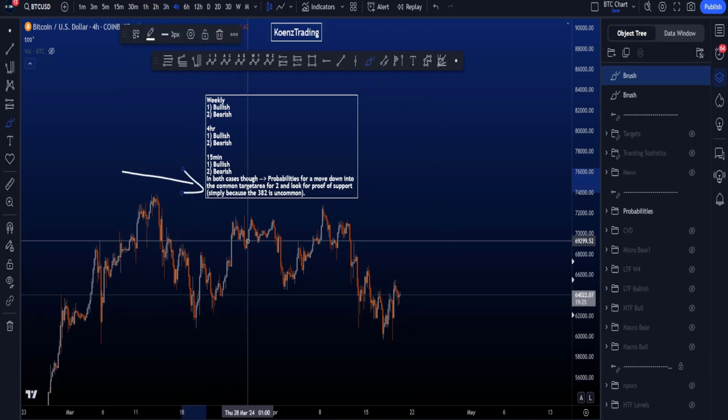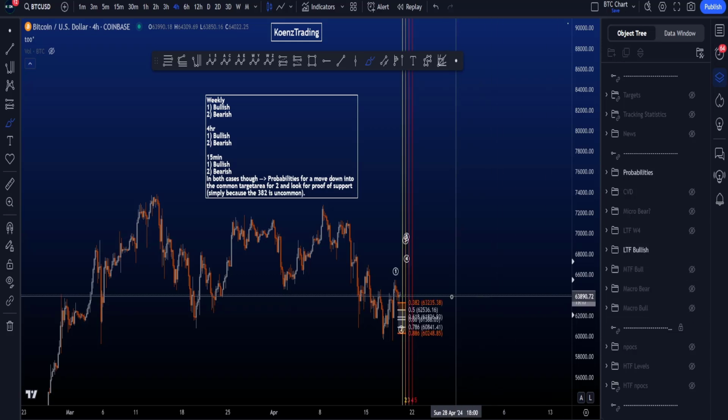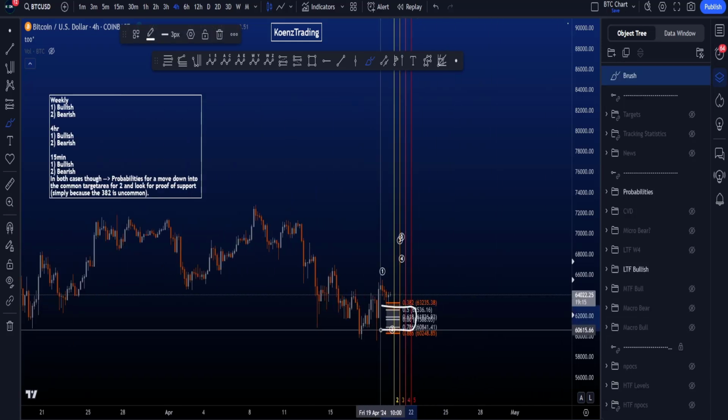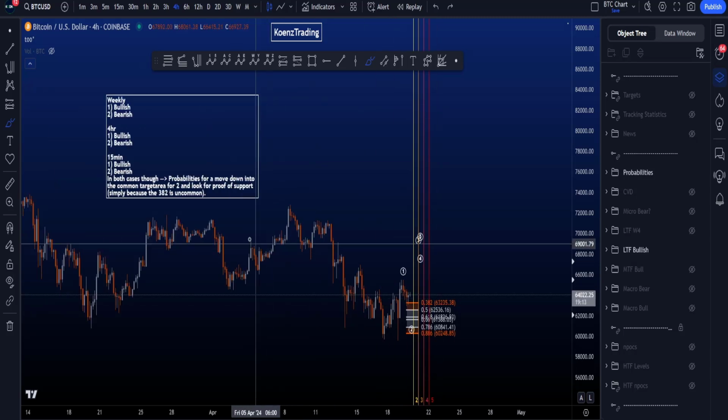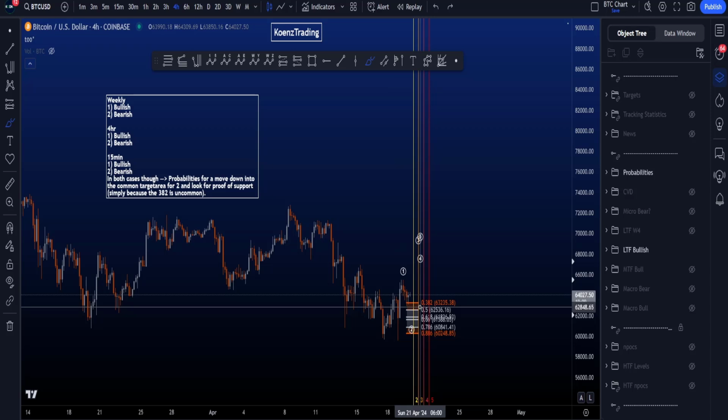However, in both cases though, the probabilities would be higher for price to move inside the common target area for your wave 2, which is the gray area as explained when talking about the scenario, as that is the common target area for a wave 2, and the 382 is an uncommon target area for a wave 2.